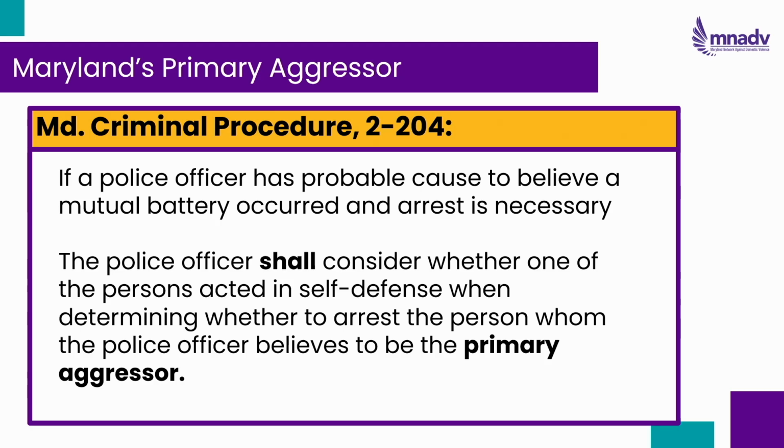Let's talk about what the Maryland law has to say about this issue. Only 35 states have primary aggressor laws, and Maryland is one of those states. Maryland's primary aggressor law is found in Criminal Procedure Section 2-204, which states, if a police officer has probable cause to believe a mutual battery occurred and arrest is necessary, the police officer shall consider whether one of the persons acted in self-defense when determining whether to arrest the person whom the police officer believes to be the primary aggressor.